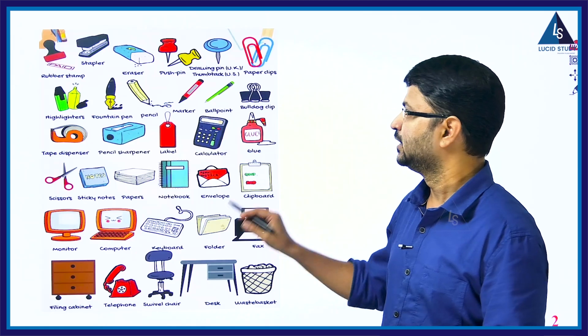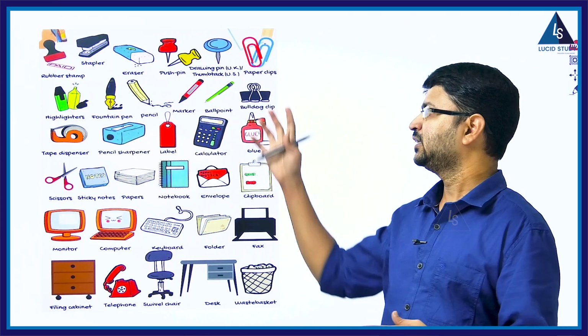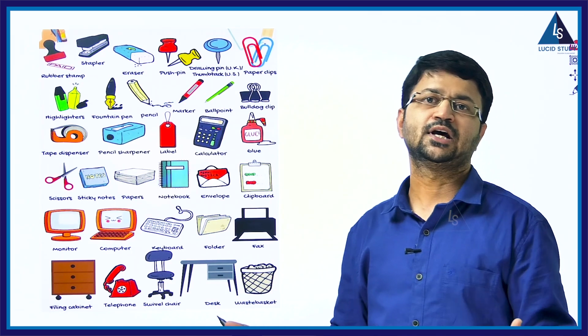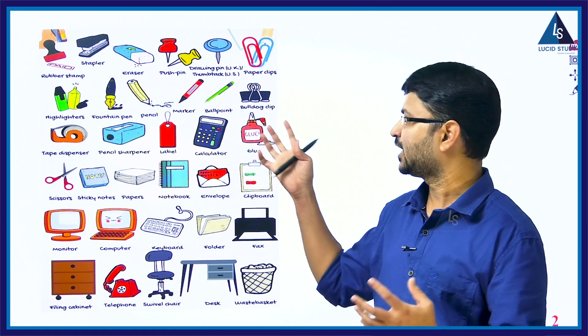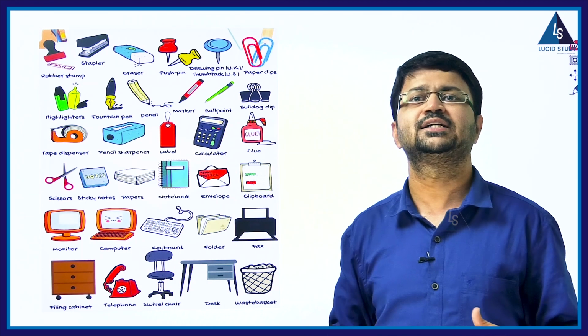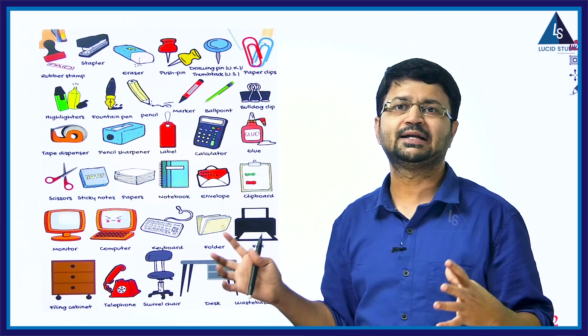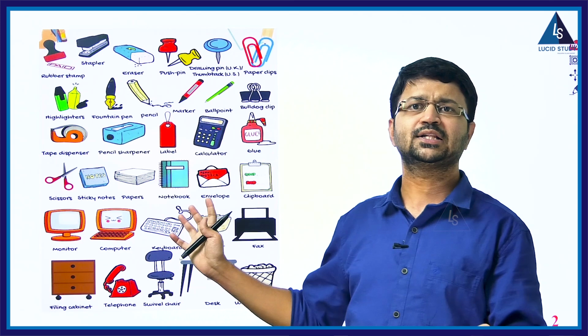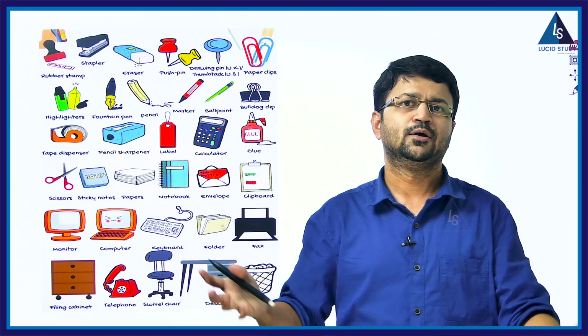Now let us see here, all these are the materials we can see in our house, such as TV, telephone, books, notebooks, scissors, pen, pencil, calculator, so many things. Yes or no? So what are these? All these are nothing but materials.